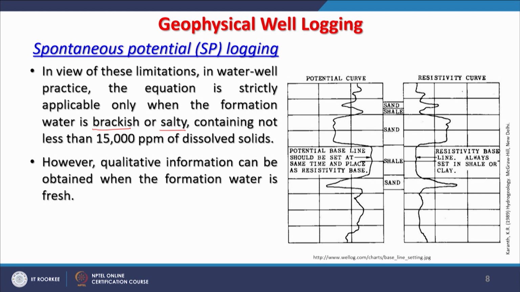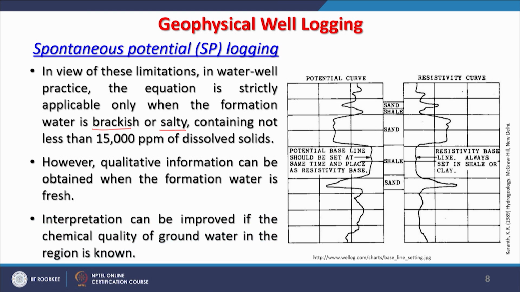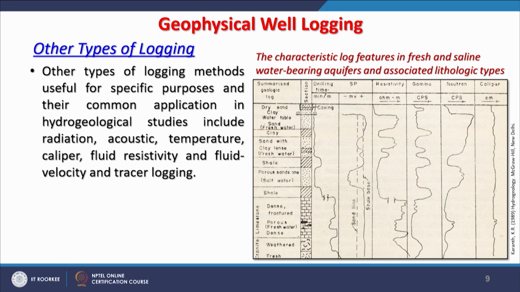So, qualitative information can be obtained when the formation water is fresh, and basically for industries or for big supply, we need quality assessment of groundwater to a large extent. Interpretation can be improved if the chemical qualities of groundwater in the region are known. Beforehand, if it is known, fantastic. If it is not known, then it has to be analyzed. Then only can we proceed further.